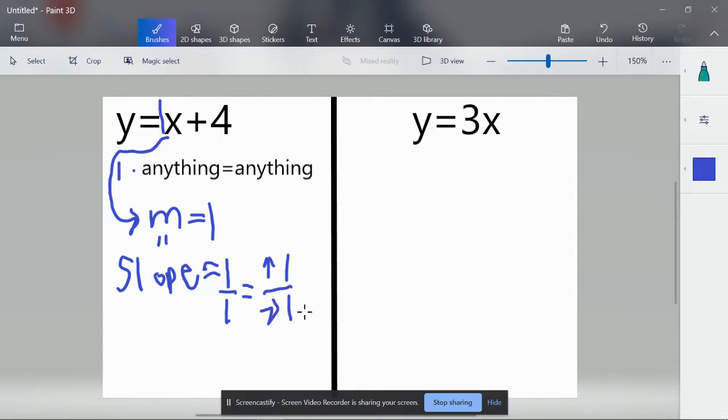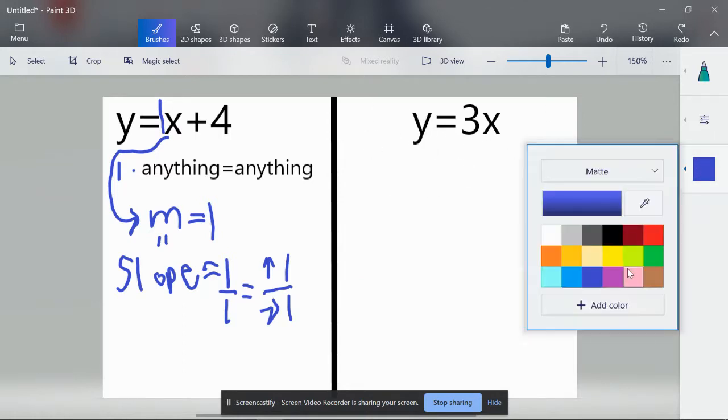Up 1, right 1. So anytime you see an equation with nothing in front of the variable x, that means that your slope is 1. So you're going to go up 1 and over 1 for your slope. Our other special case is this guy. So it says y equals 3x.